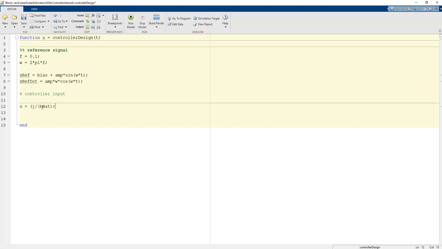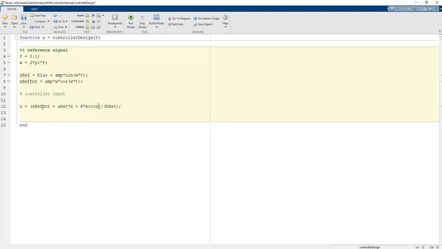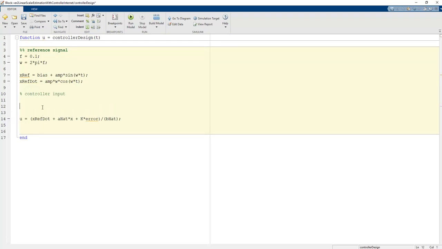The B hat should be given at this moment, and so X ref dot should be given, and A hat is also given in here, and X plus K times the error signal. Okay. And so the error term should be defined in here. Error must be equal to X ref minus X. Okay. And also we need to input this controller design with the A hat and B hat values. Okay. And so we should add X, A hat and B hat here.